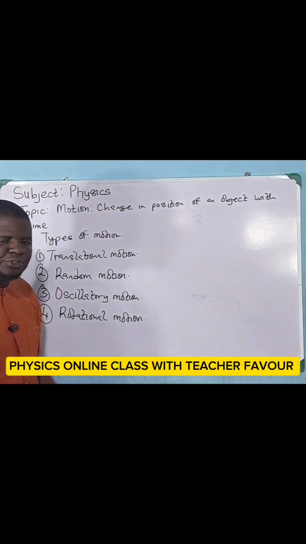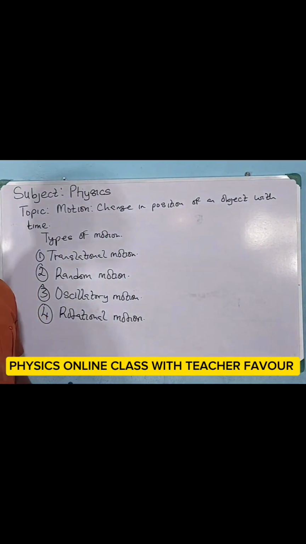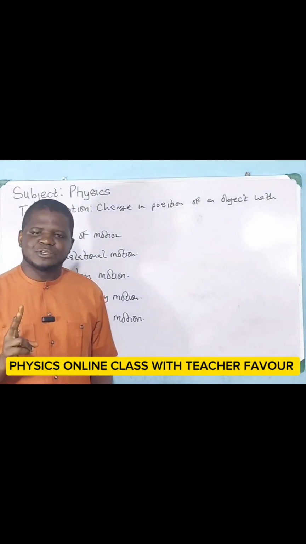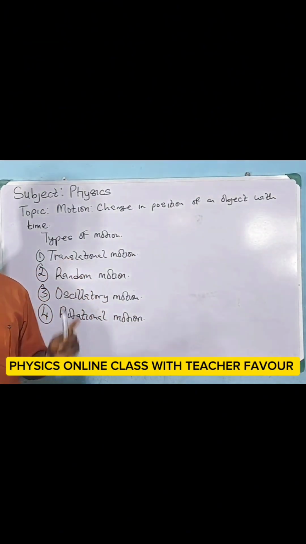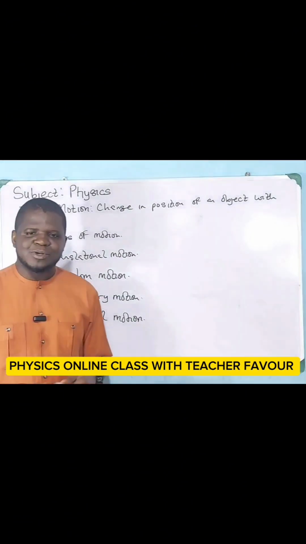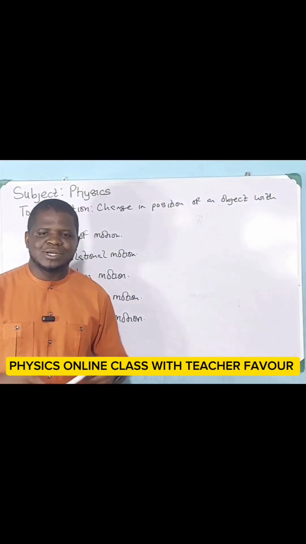If you push a drum and it's rolling, the drum is undergoing 2 types of motion: translational motion and rotational motion. You can drop your own example in the comment section.